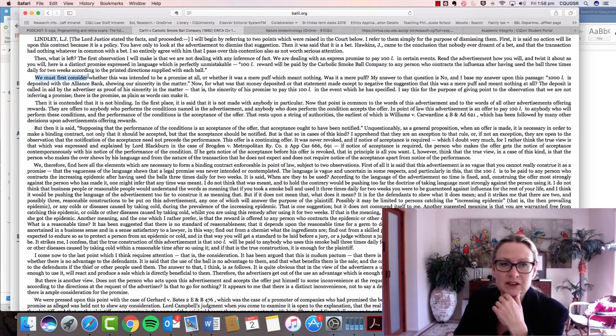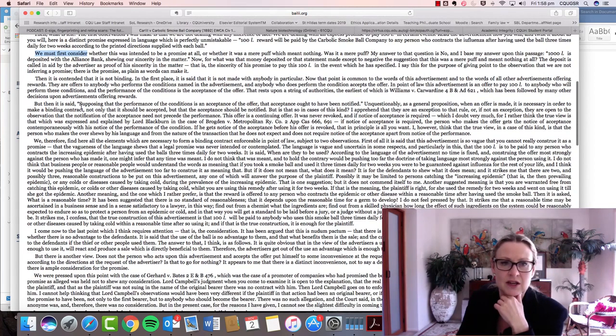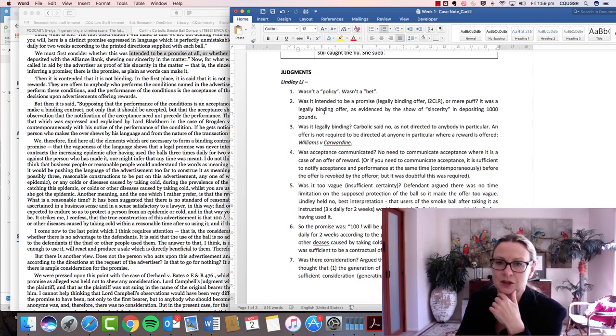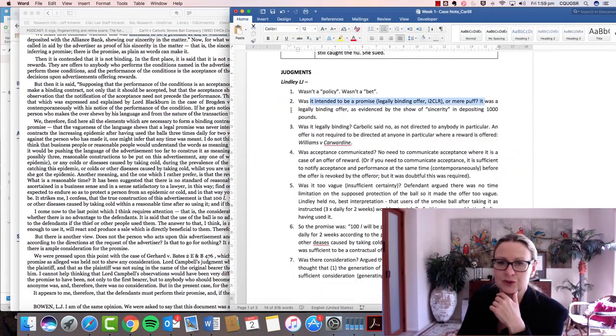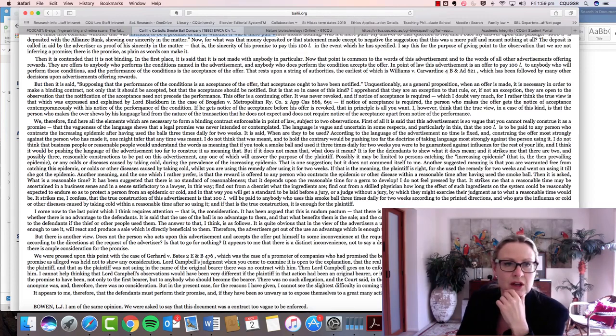Then you can see, beginning of the next paragraph, immediately he says, we must first consider. So here he's really getting down to tin tacks. Intended to be a promise. Intended, there's a flag, isn't it? Intention to create legal relations. To be a promise at all, or whether it was mere puff. Okay? So what do you put into your case note? Was it a promise or puff? Okay? What did they say about that? You skim down and you put the answer into your case note.